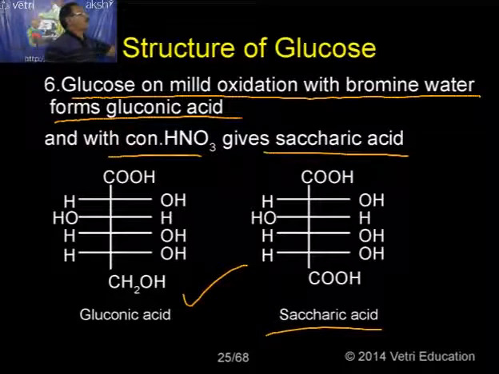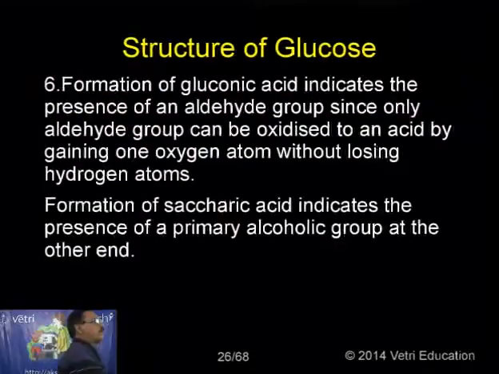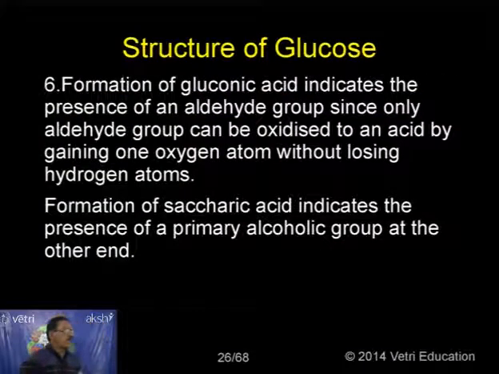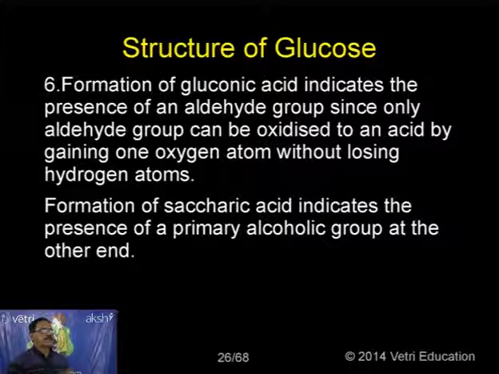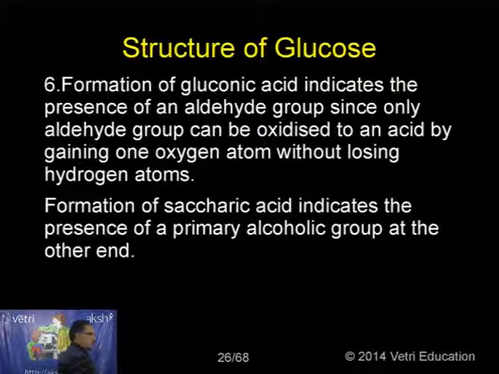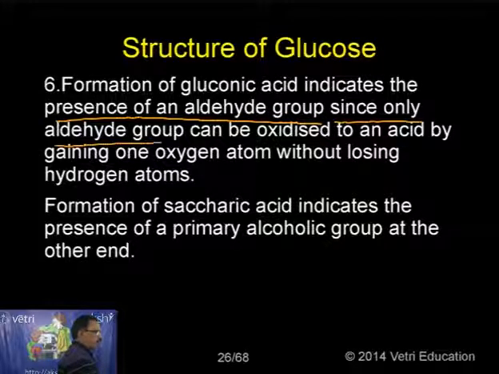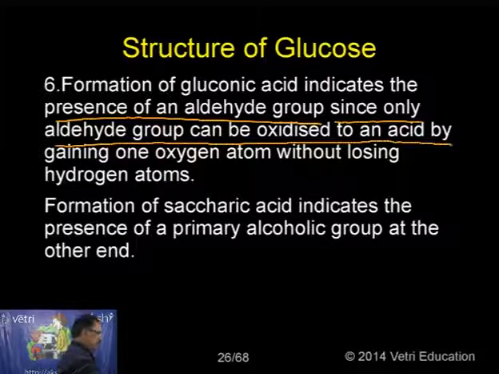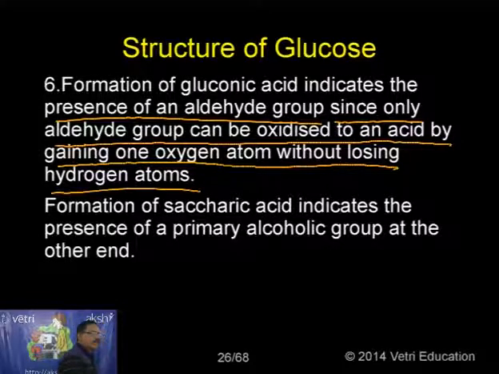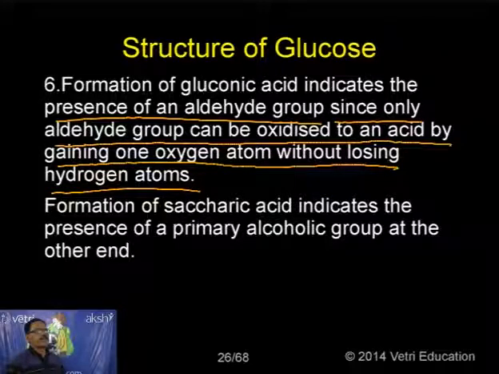So what information are we getting from this? Formation of gluconic acid: top CHO, bottom CH2OH. Formation of gluconic acid indicates the presence of an aldehyde group, since only an aldehyde group can be oxidized to an acid by gaining one oxygen atom without losing hydrogen atoms. This is the proof that there may be an aldehyde group.